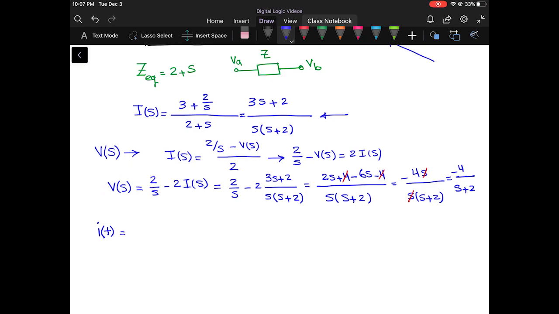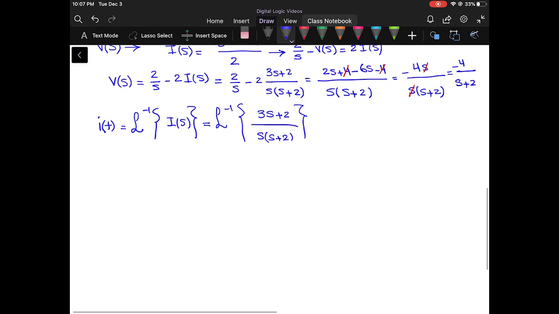So I can take the Laplace inverse of I of s in order to find I of t. So I have to find the Laplace inverse of this transfer function, which is 3s plus 2 over s multiplied by s plus 2. Okay, so let's find the Laplace inverse of this transfer function.